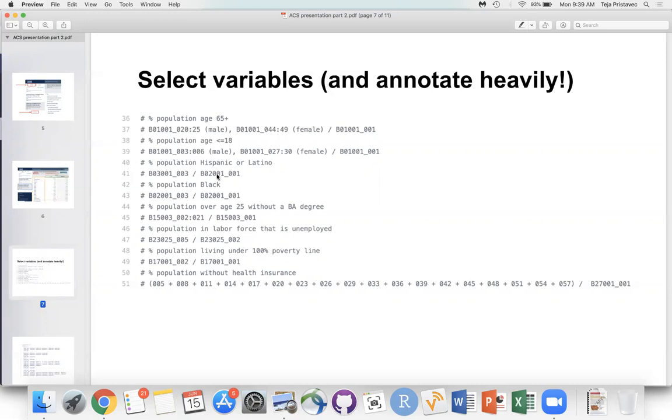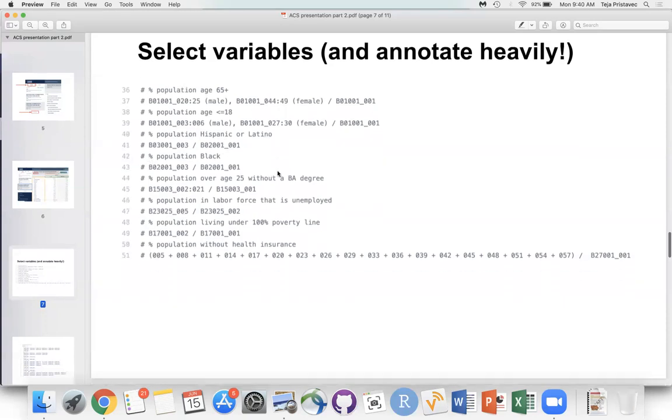So that will be the table number. Sorry, there's an error in this one. For total population, this should say 3,001, because that's the first one. And then to get the percent, I'm going to multiply it by 100, but that's the idea, right?